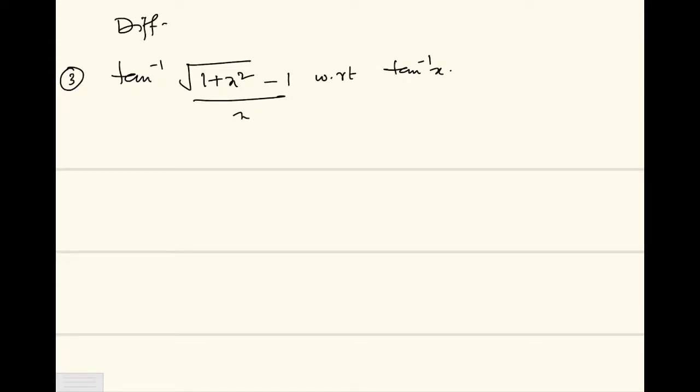Differentiate tan inverse of (under root 1 plus x square minus 1) by x, with respect to tan inverse x. So the same logic, what will I do first?